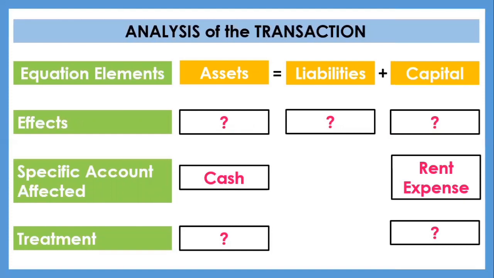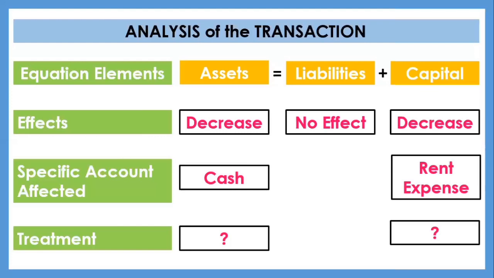Now, the second step in analyzing the transaction is to determine the effect of each account towards our assets, liabilities, and capital. So in this case, our cash will decrease our assets since, like I said earlier, we let 4,500 pesos cash out from our pocket. And therefore, there was an outflow of our asset. On the other hand, our rent expense will decrease our capital and there will be no effect under liability.